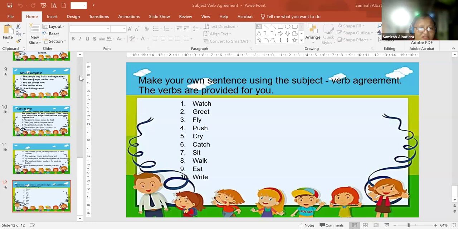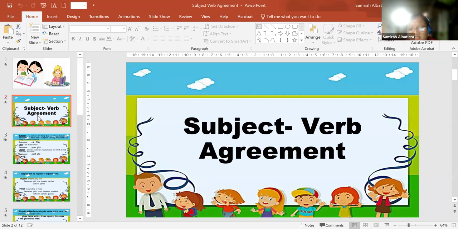Very good. Okay. Now we proceed with what we started last time, and that is subject-verb agreement. Remember last time? The subject-verb agreement. What is a subject? Okay, I'm going to share my screen, so we can discuss the subject-verb agreement. Okay, can you see the screen right now? Yes, miss. Thank you.